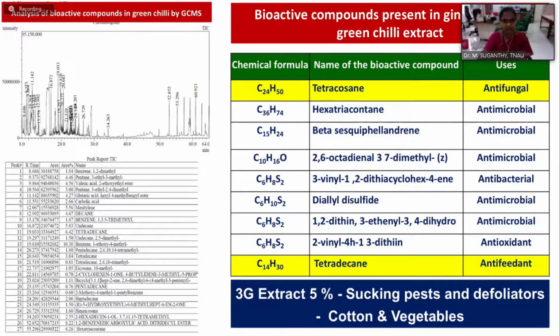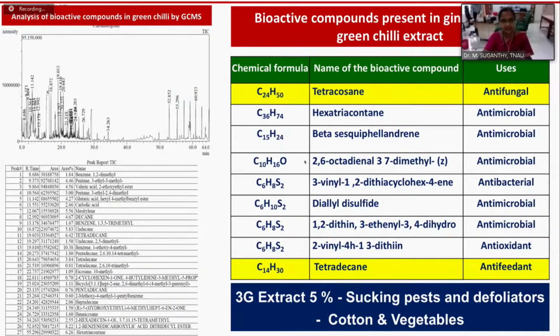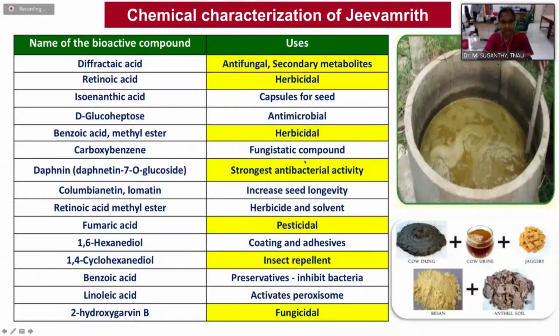And regarding Jeevamrit, when we characterized it, it has antifungal and secondary metabolite properties, herbicidal, fungistatic, antibacterial, pesticidal, as well as some insect repellent properties also. That is the main reason Jeevamrit is applied through irrigation water. Apart from plant growth promoting factors, it has multiple effects against fungus, weeds, as well as insects.